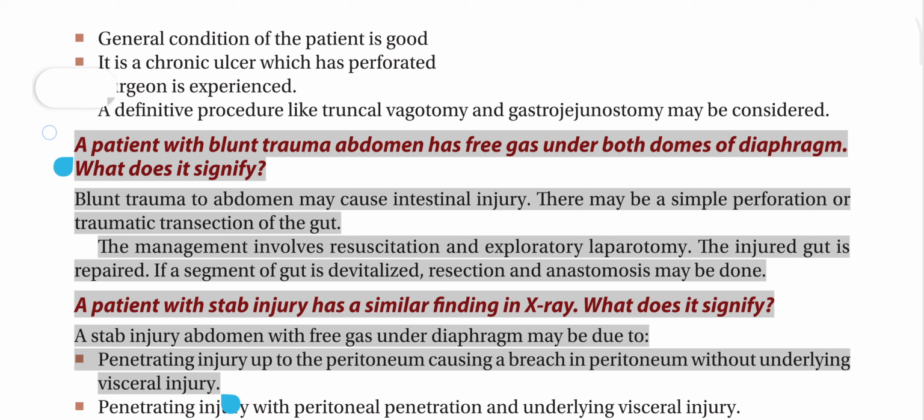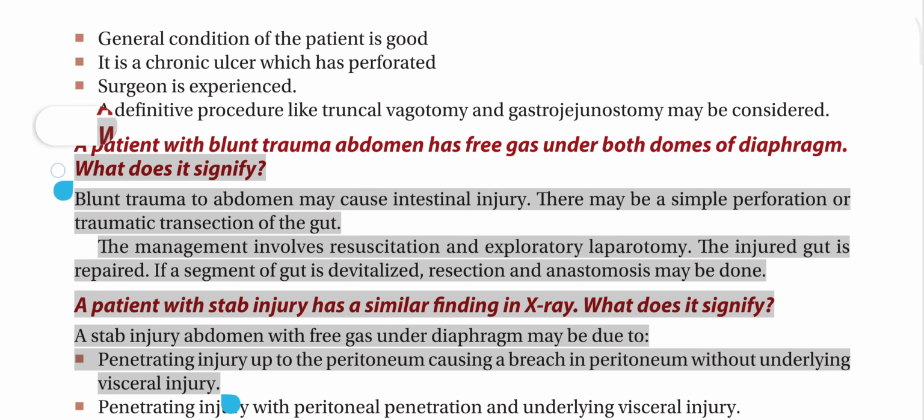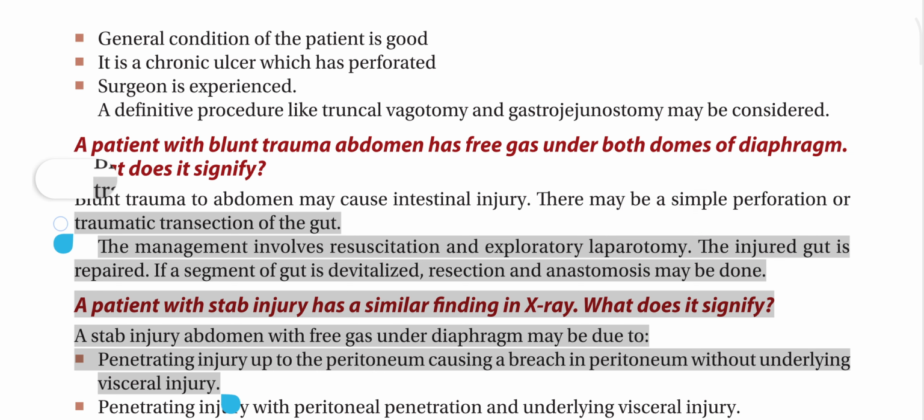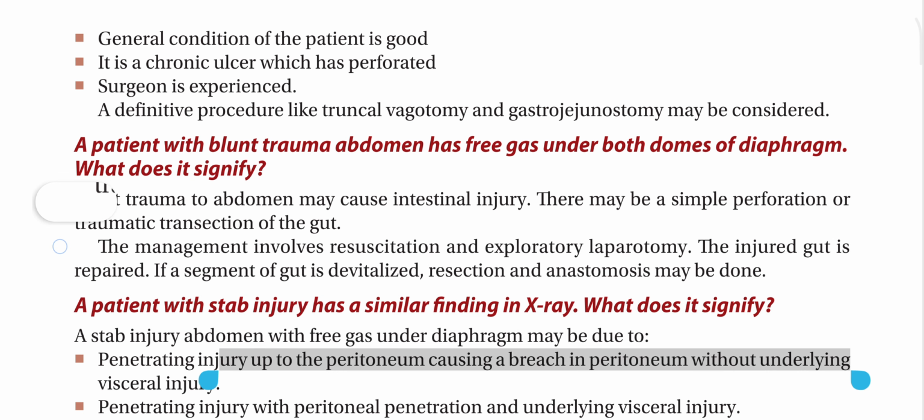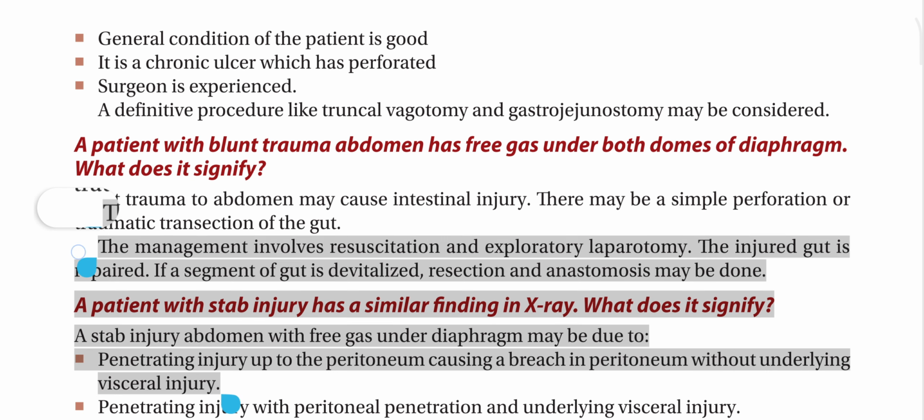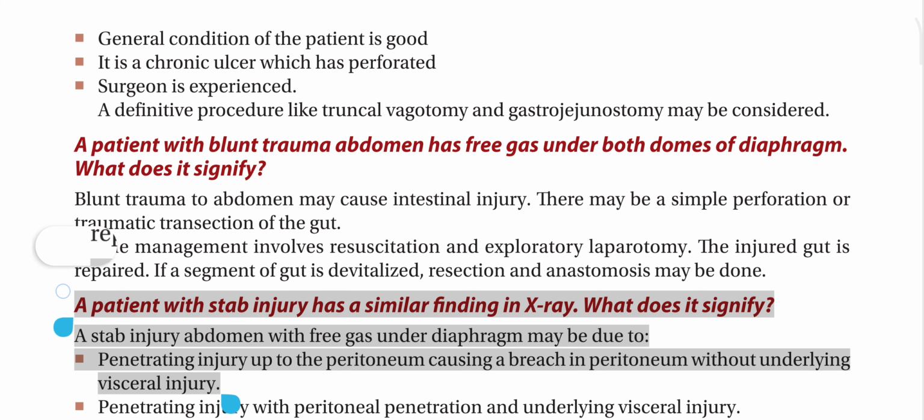A patient with blunt trauma abdomen has free gas under both domes of diaphragm. What does it signify? Blunt trauma to abdomen may cause intestinal injury. There may be a simple perforation or traumatic transection of the gut. The management involves resuscitation and exploratory laparotomy. The injured gut is repaired. If a segment of gut is devitalized, resection and anastomosis may be done.